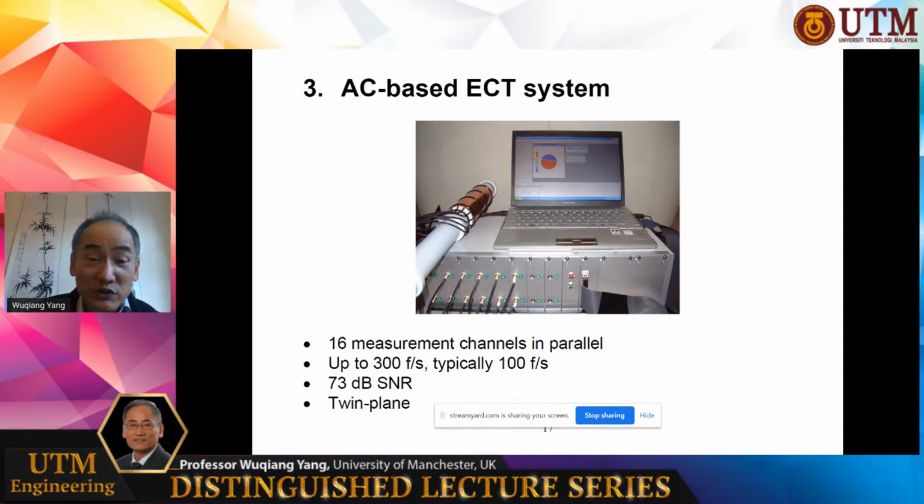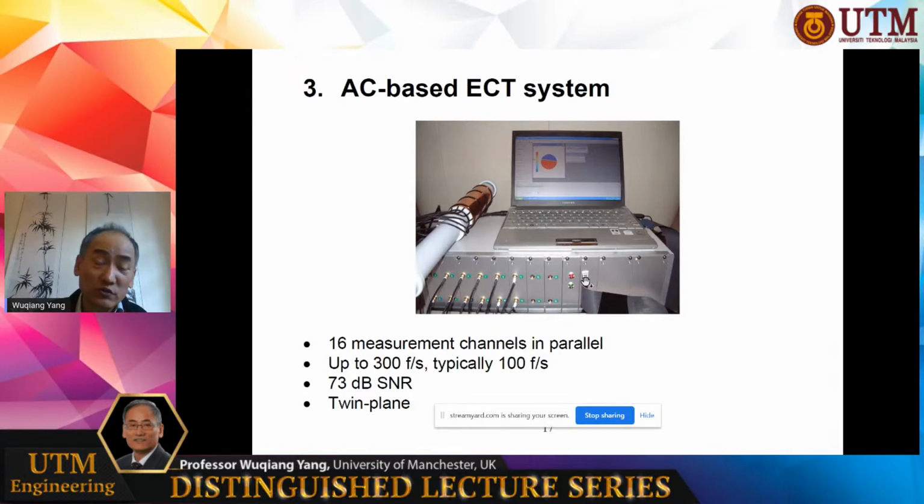This picture here shows you our ECT system. We call it AC-based ECT system because this hardware is based on AC circuits. I designed this circuit by myself. Actually, this box, I made this box by myself. There are 16 channels in parallel to achieve speed. The speed of this system is up to 300 frames per second.